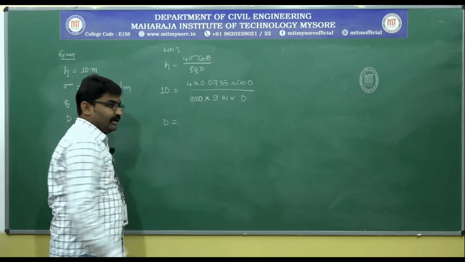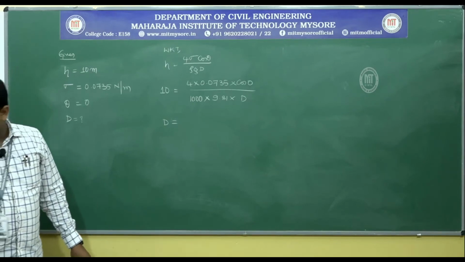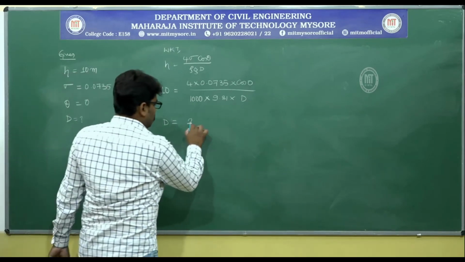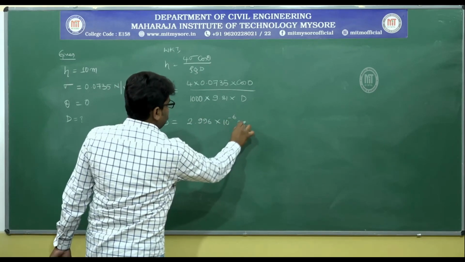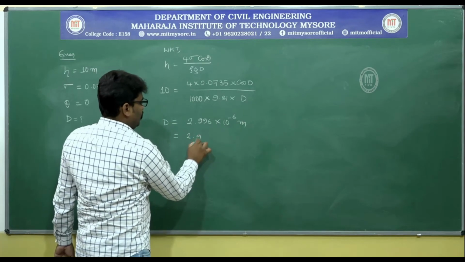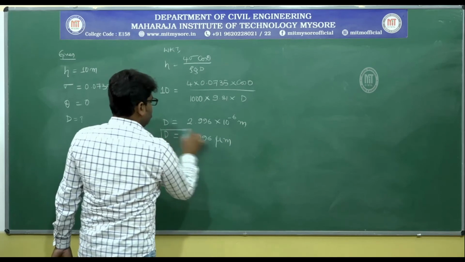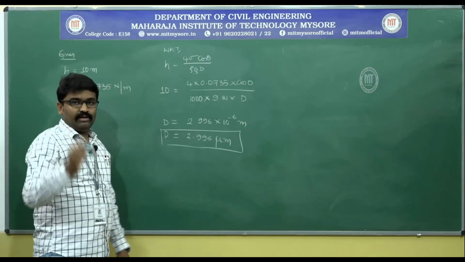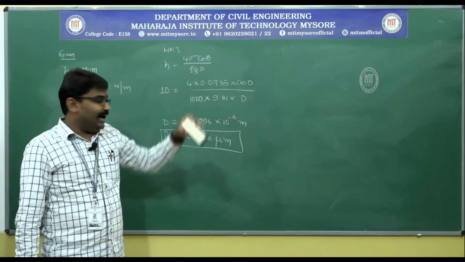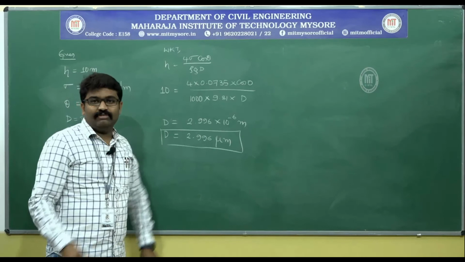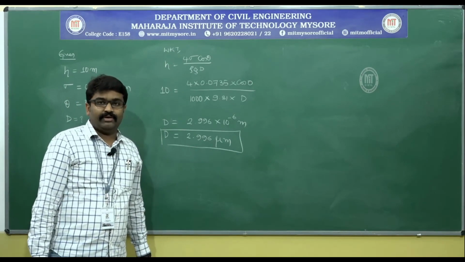So when you calculate the diameter, because that is the only unknown in the equation, you will end up getting the diameter as 2.996 into 10 power minus 6 meter, which is nothing but 2.996 micrometer. It is very small. That is what I told. To carry the sap to 10 meter, which is a very great height, the diameter of the tube has to be very small, and that is what you have got, 2.996 micrometer.